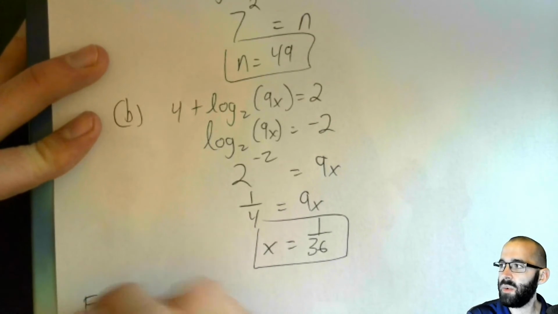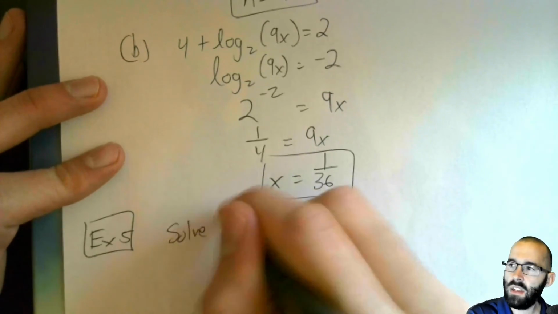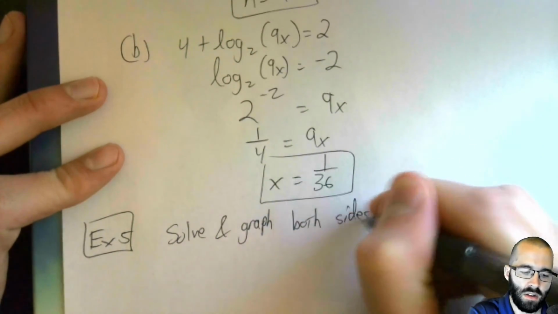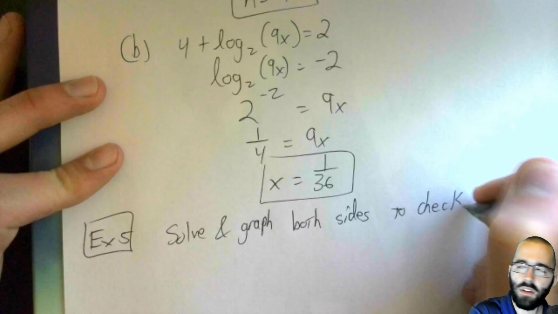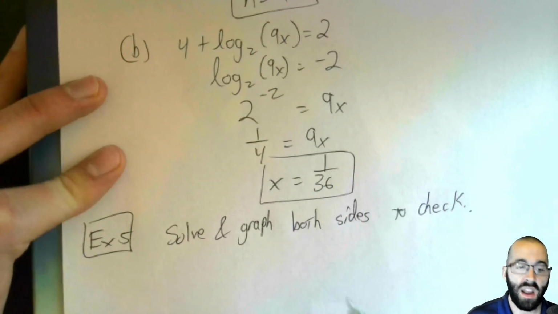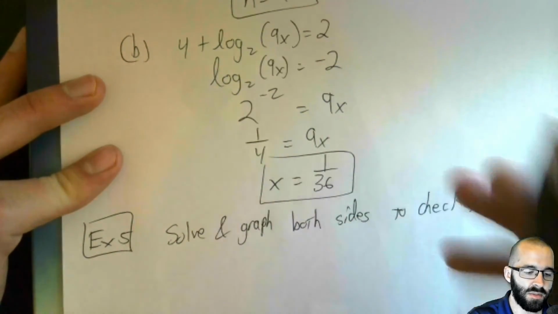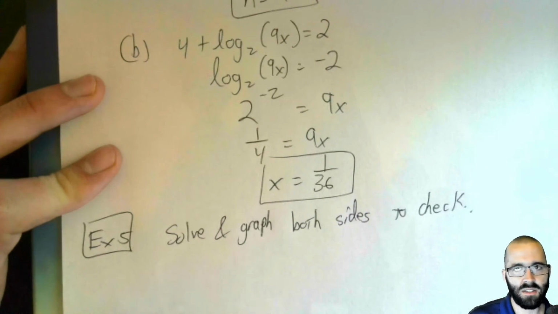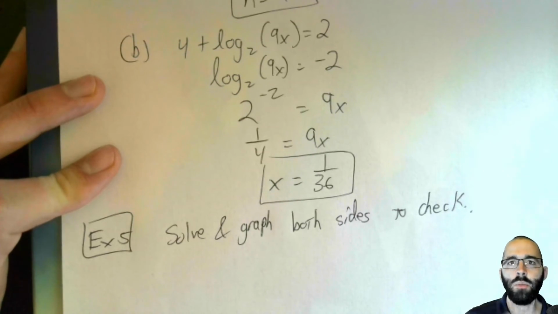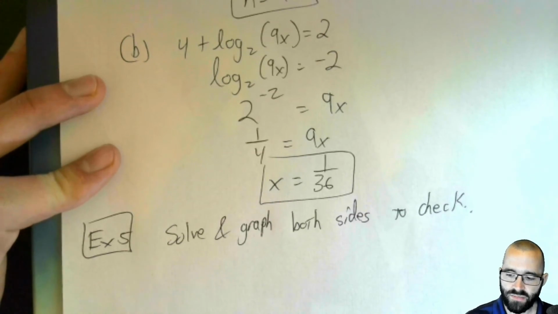Anyway, last example of this one. Example 5. All right. Solve and graph both sides to check your answer. So one way of checking our answer, we already did. Another way of checking our answer is to graph it on a calculator or on Desmos. We'll be using Desmos. This won't be on your quiz or an exam because you can't use graphing calculators. But it's a really great way to practice solving the equations and visualizing what's going on here.